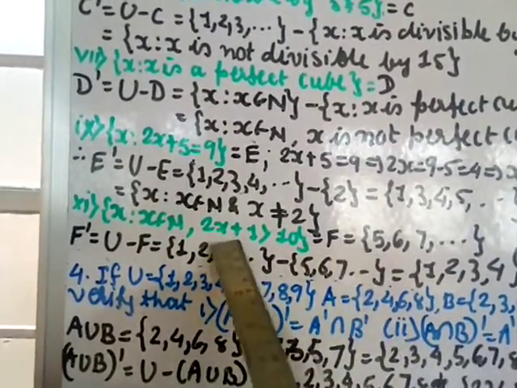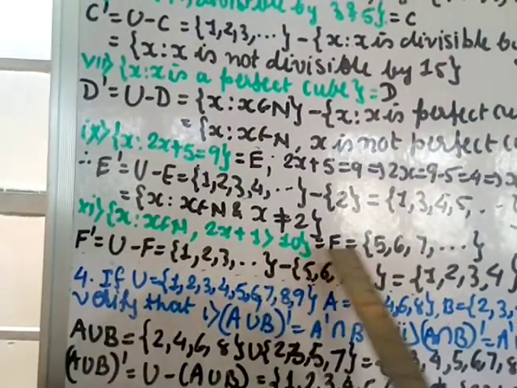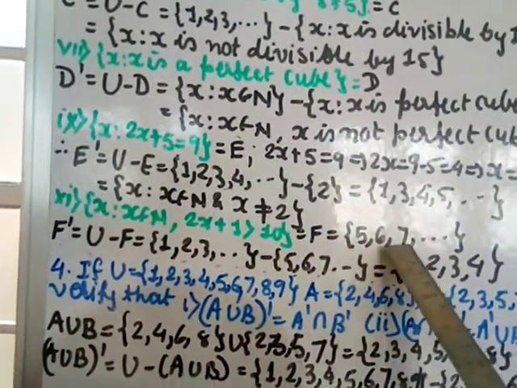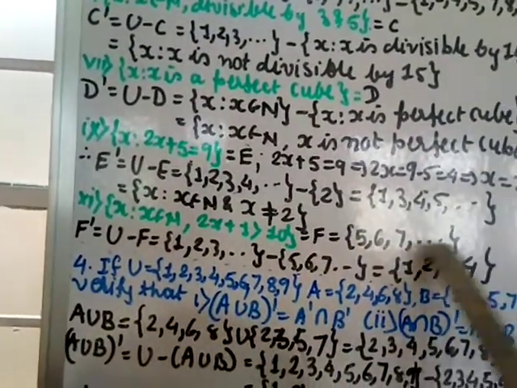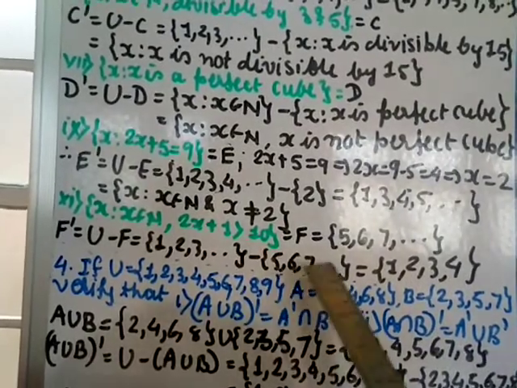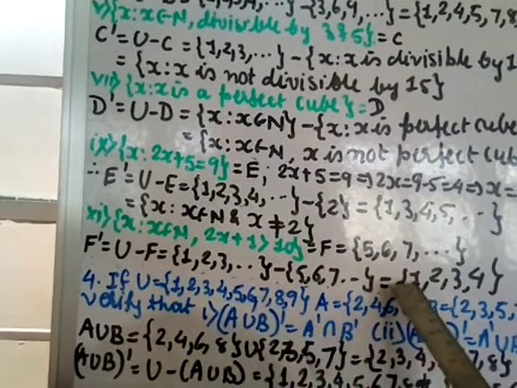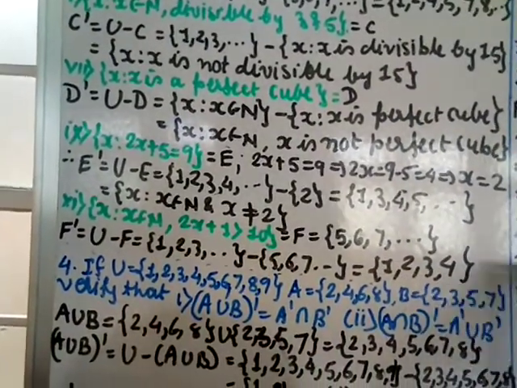So the elements of this set will start with 5, 6, 7 up to infinity. So F dash is equal to U minus F. U is the natural numbers and F is this one, 5, 6, 7 up to infinity. So all these elements will be deleted or cancelled from here. So remaining will be 1, 2, 3, 4.